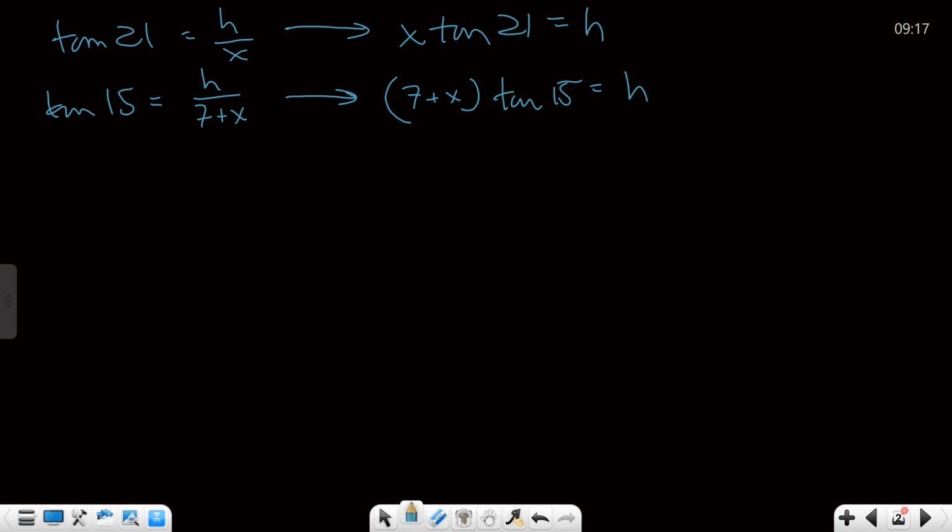Early on in the problem, you might be tempted to plug in the tangent of 15 and the tangent of 21 into your calculator. Don't do that. We're going to carry this all the way through with the tangent of 21 and the tangent of 15, and then plug it in at the very end. These two equations both equal h. So what does that tell you about the two equations? They're equal. X times the tangent of 21 is equal to 7 plus x quantity times the tangent of 15.